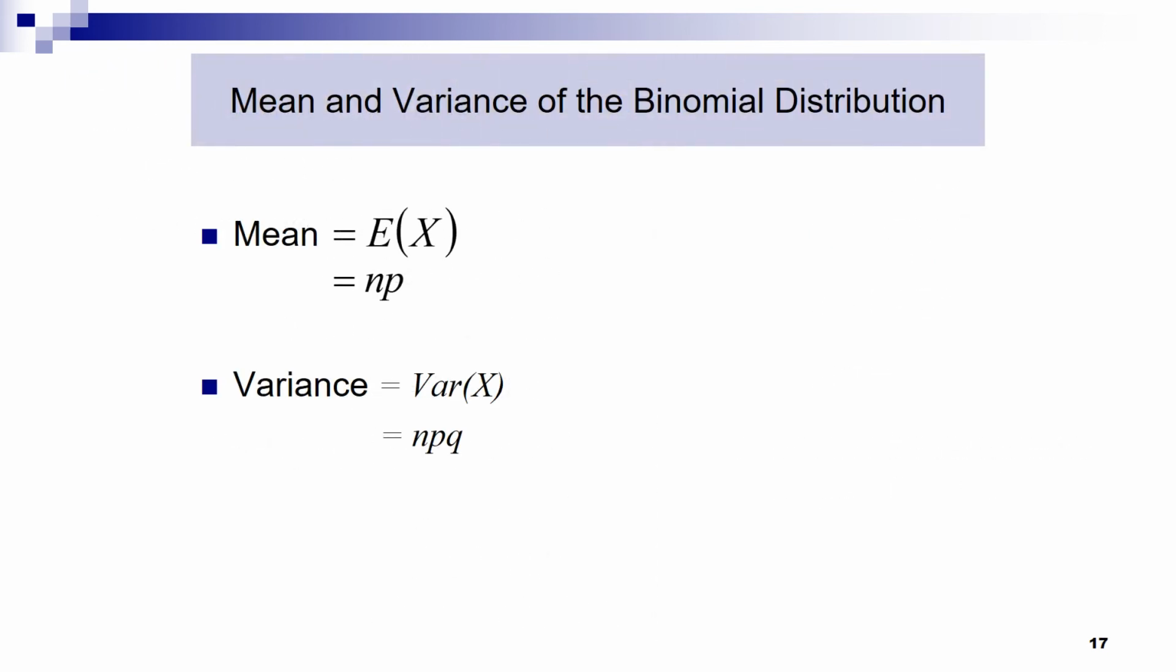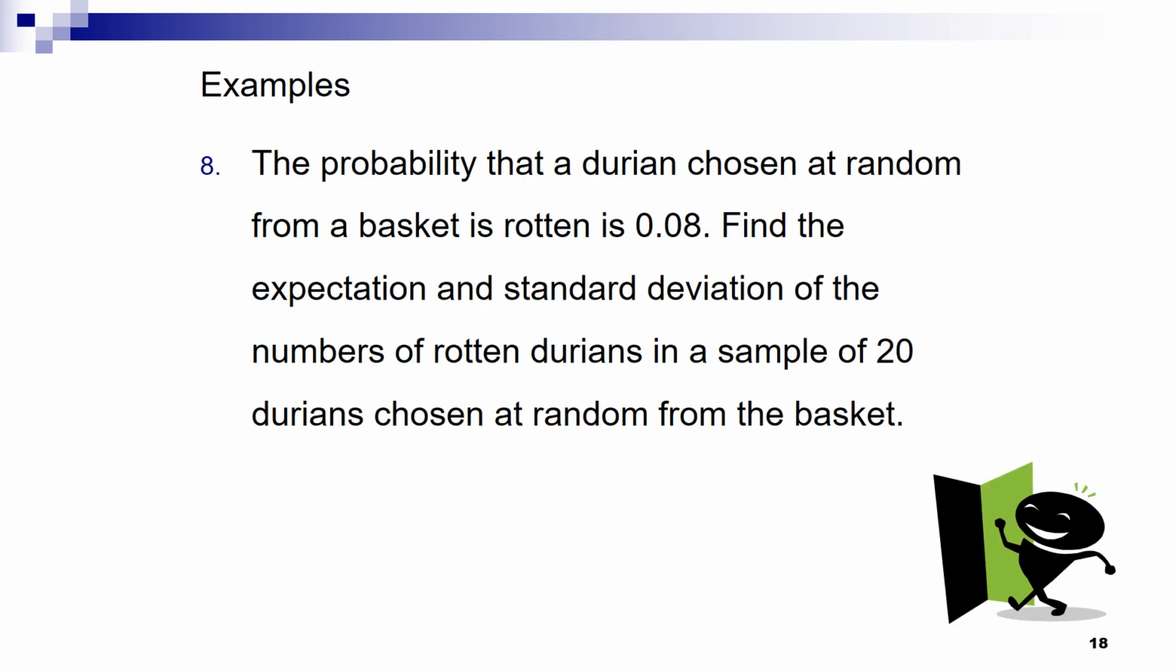Okay, now we look at the mean and variance of the binomial distribution. Since this is discrete, the mean is the expected value of x, which is just np. And the variance, var x, is npq. Okay, let's look at an example of how to use this formula. Look at example 8.